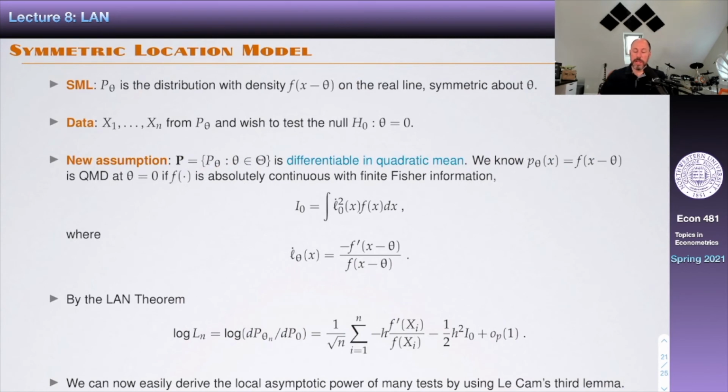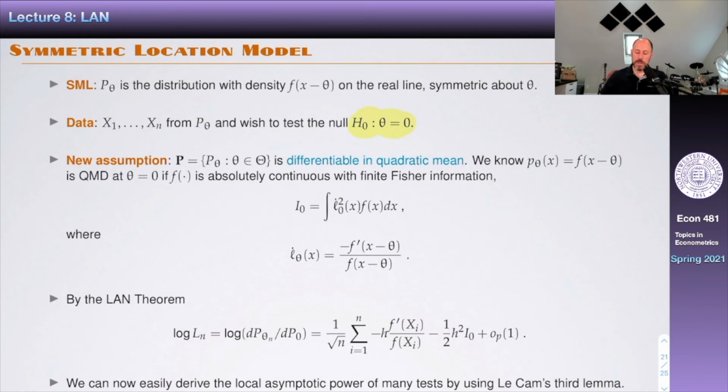So we're going to apply this to the symmetric location model. And remember, here p theta is the distribution with density f that is symmetric on the real line, symmetric about theta. And this is exactly the same setting we used like 2 lectures ago. The data is going to be IID, distributed from p theta, and we wish to test the null hypothesis that theta is equal to 0. So our null distribution is going to be the distribution with theta equal to 0.